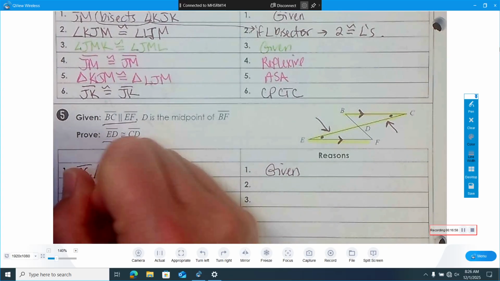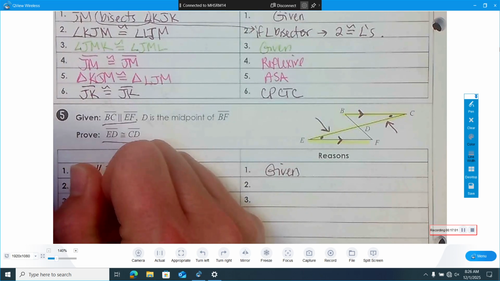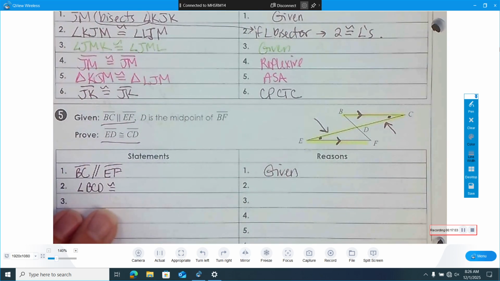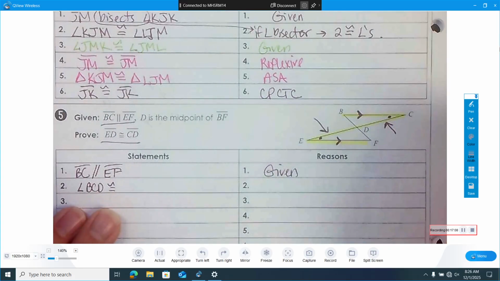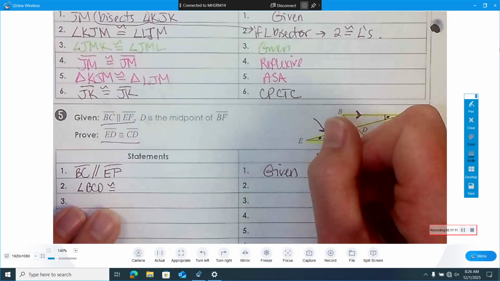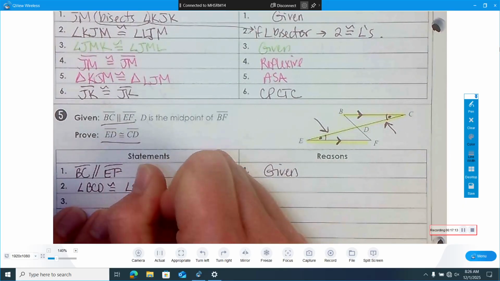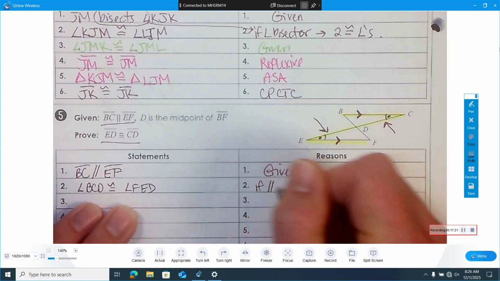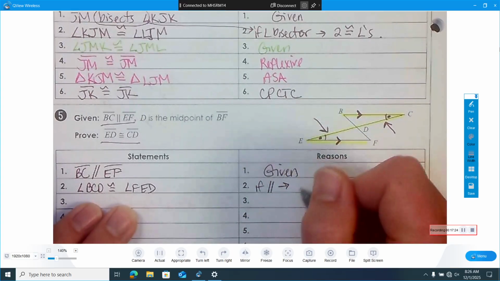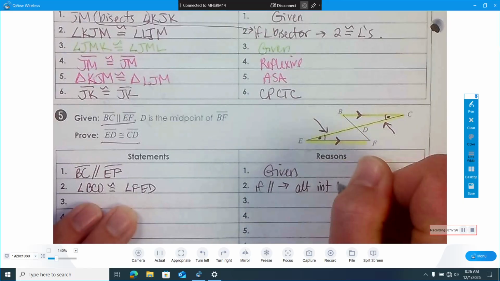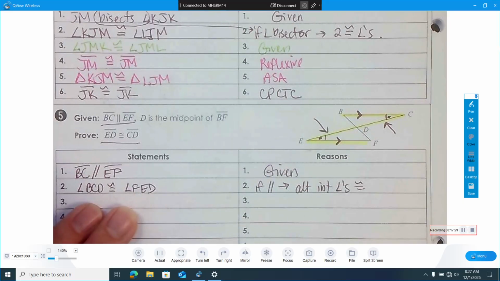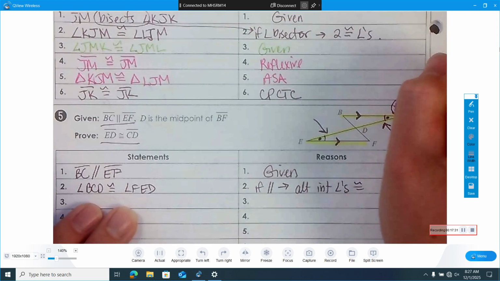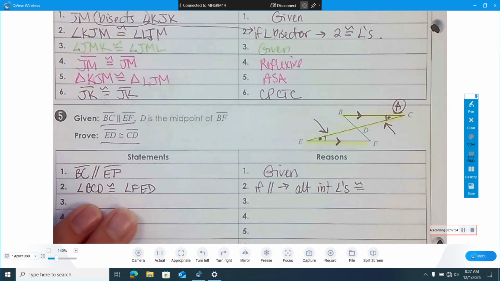But again, I want to be very specific. So angle BCD is congruent to angle FED. Yes, angle FED by what reasoning? If parallel, alternate interior angles are congruent. Beautiful. All right, that is a pair of angles that are congruent.